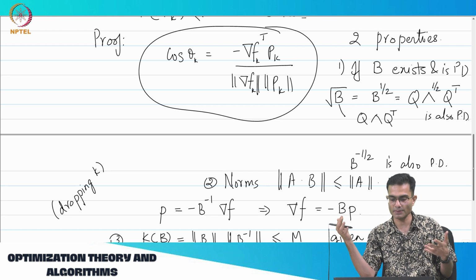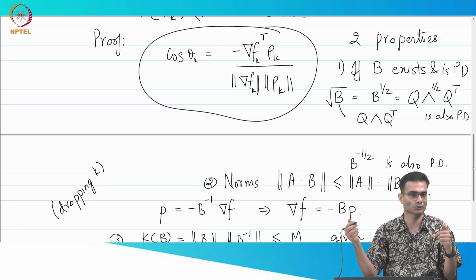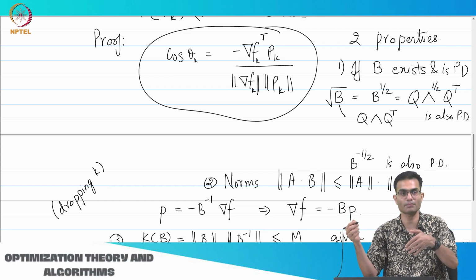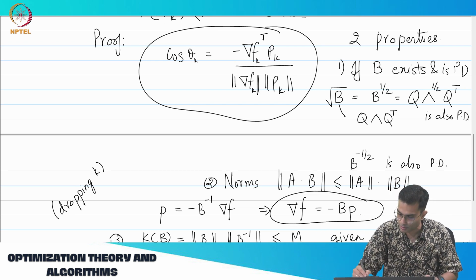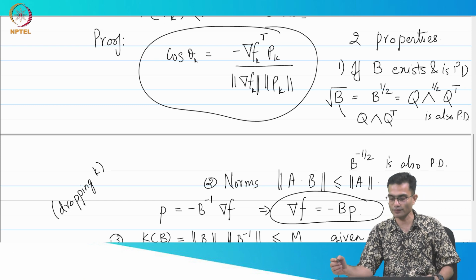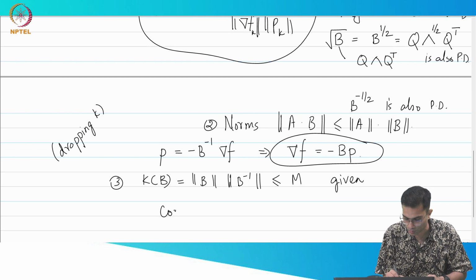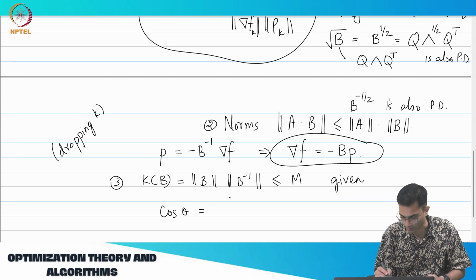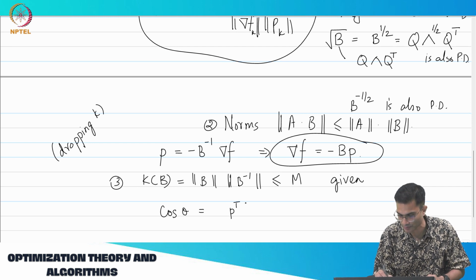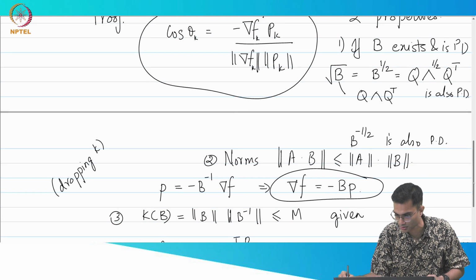Is there a nice way by which I can get B? Yes, right? Because grad f is equal to minus B into P. So that's our first clue, right? That lets me at least get B into the picture, then I can put some inequalities on it. So I'm going to substitute and get rid of grad f. So cos theta would be equal to, the minus and minus would become a plus, P transpose B.